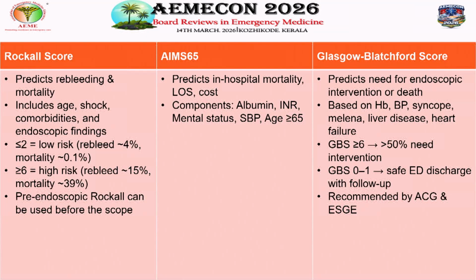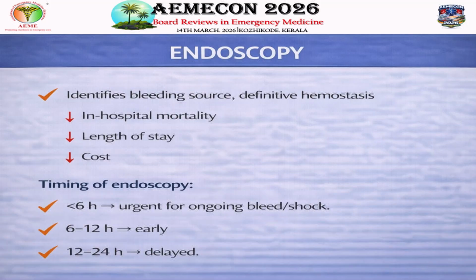These are nothing new. The AIMS65 score is for mortality. You just have to know where to use which one. Rockall score before endoscopy, GBS score for every patient, and AIMS65 score to predict mortality if the patient is lying in your ED for many days. What are the uses of endoscopy? If you are doing endoscopy in the ED, they found decreased in-hospital mortality, decreased length of stay, and decreased cost, right?